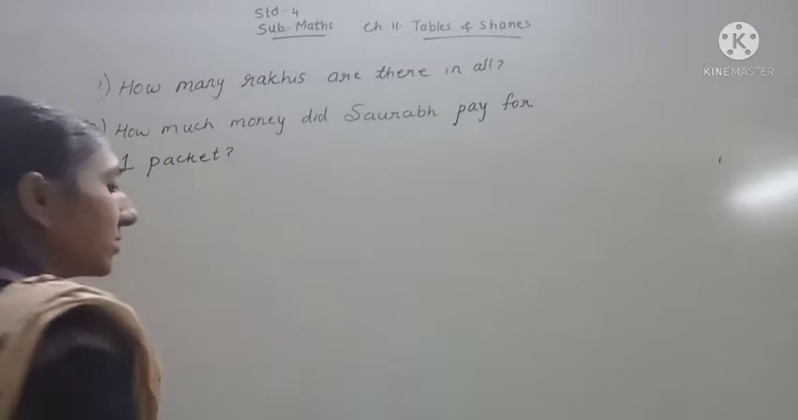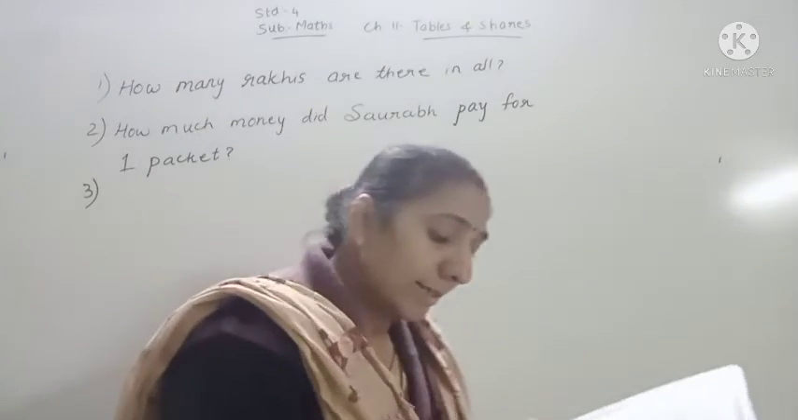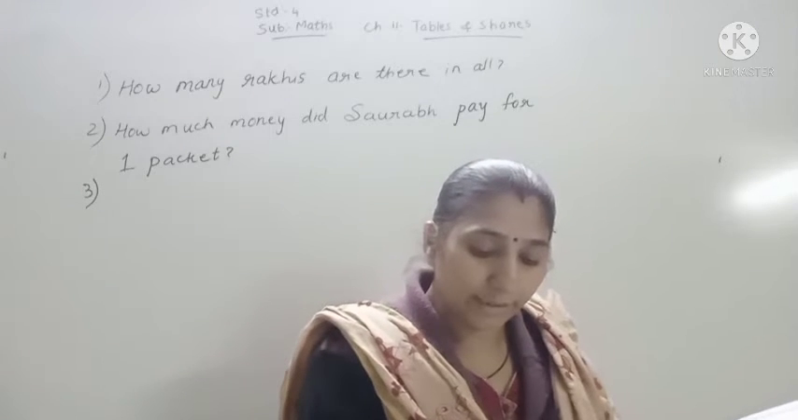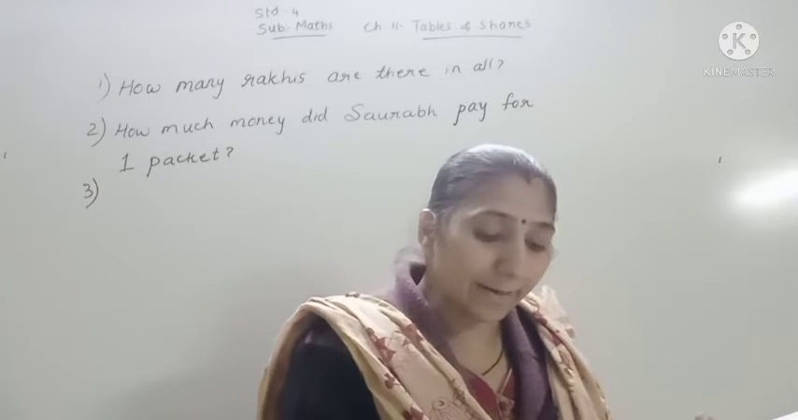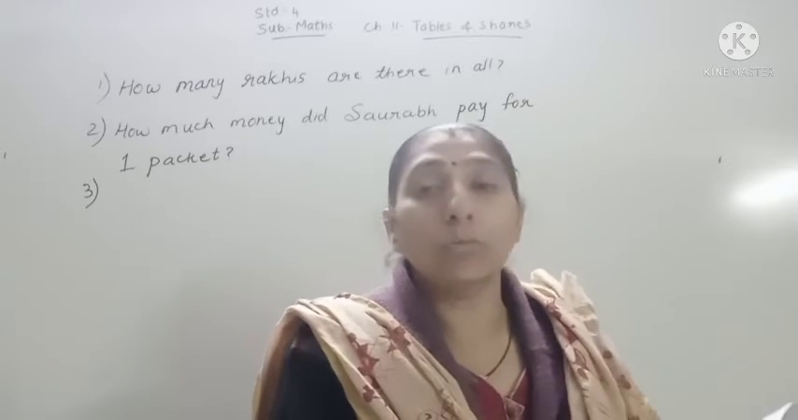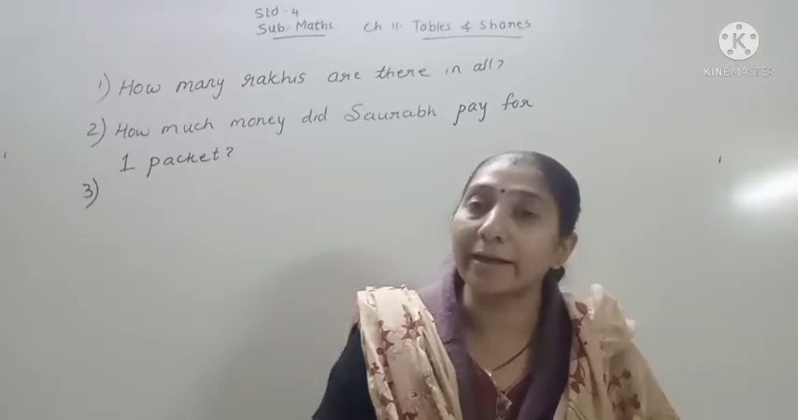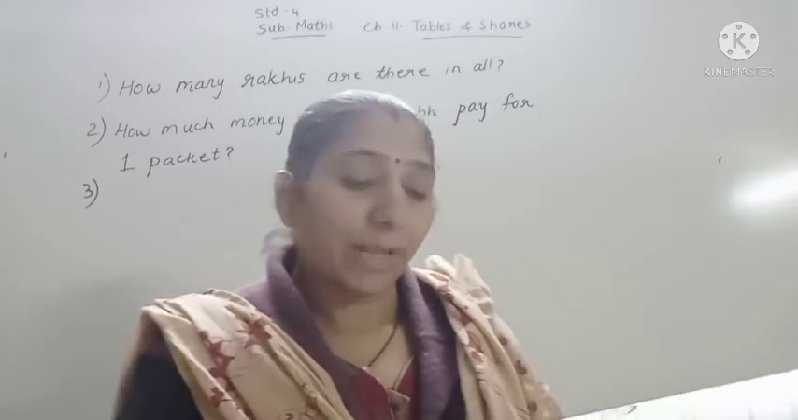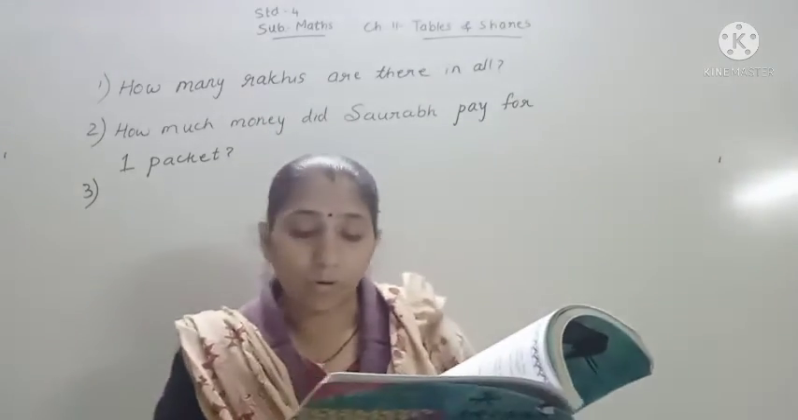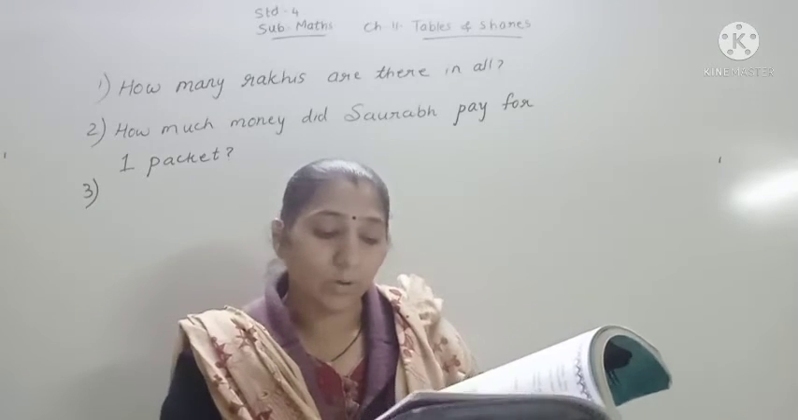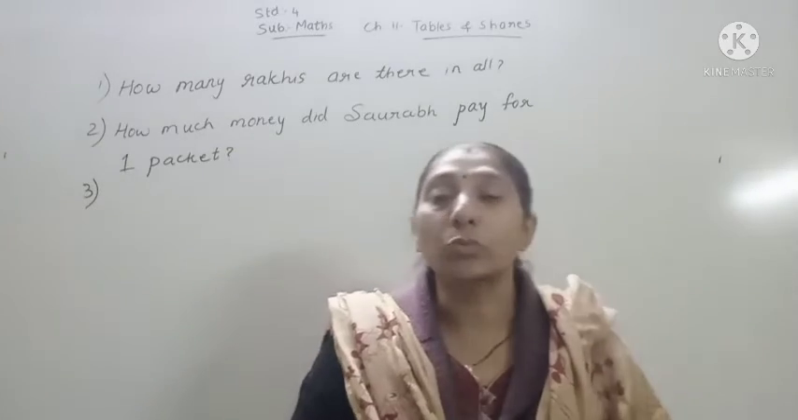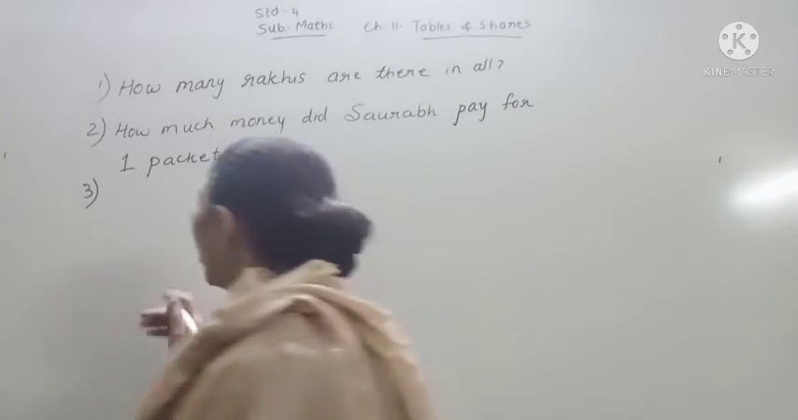Then the next one. There are 35 students in 7 rows. Each row has the same number of students. Now total number of students are given, 35, and number of rows are given, 7. So each row has the same number of students. What will be our question? How many students are there in each row?